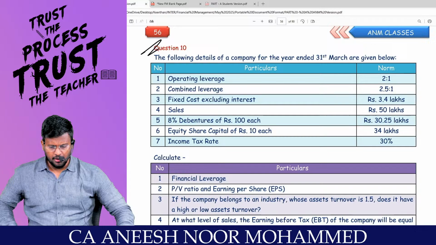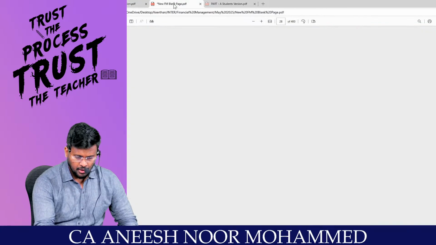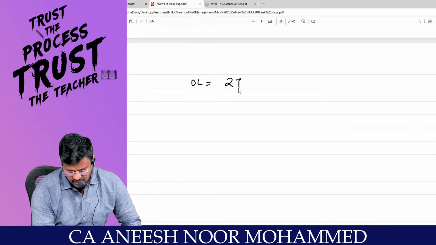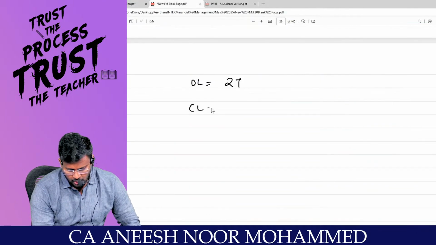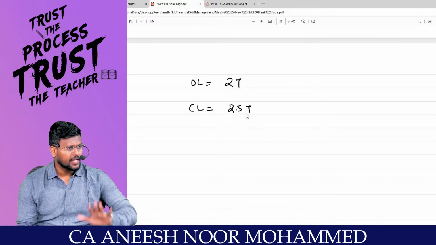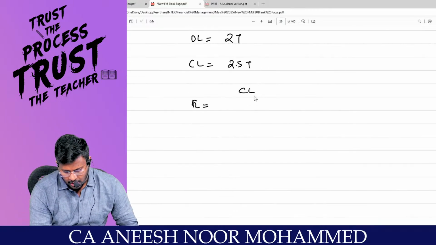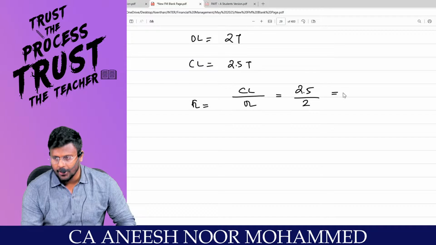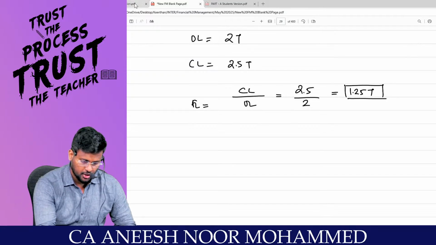Following details of a company for the year ended 31st March are given below. Operating leverage is 2:1, so operating leverage is equal to 2 times. Combined leverage is 2.5:1, so combined leverage is equal to 2.5 times. With this, we can find out the financial leverage. Financial leverage is equal to combined leverage divided by operating leverage, which is 2.5 divided by 2, comes to 1.25 times.